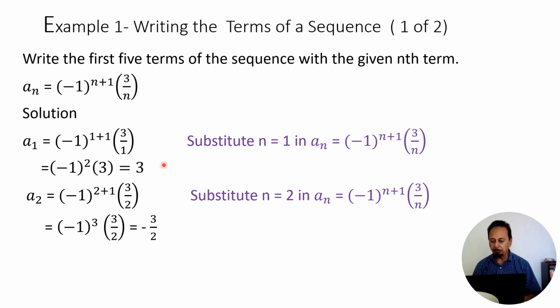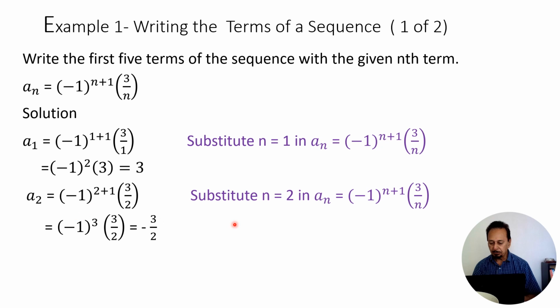So here is example one. We're going to write the first 5 terms of this sequence, and the nth term is a sub n equals negative 1 to the n plus 1, 3 over n. Now we can substitute n equals 1 in this nth term. So a1 equals negative 1 to the 1 plus 1 times 3 over 1. Now 1 plus 1 becomes 2, and negative 1 squared is positive 1, and 3 over 1 is 3, so the first term is 3.